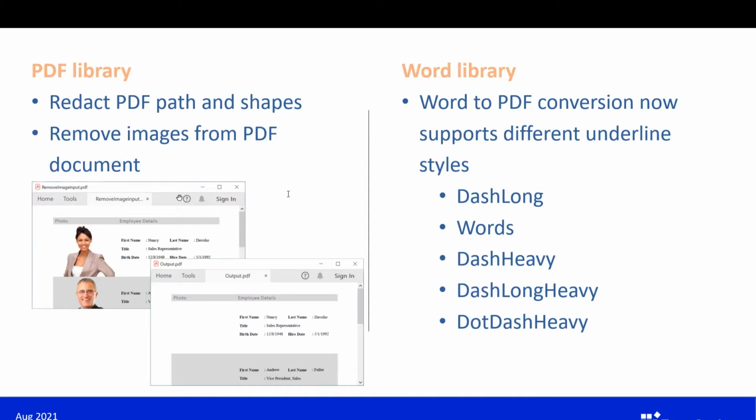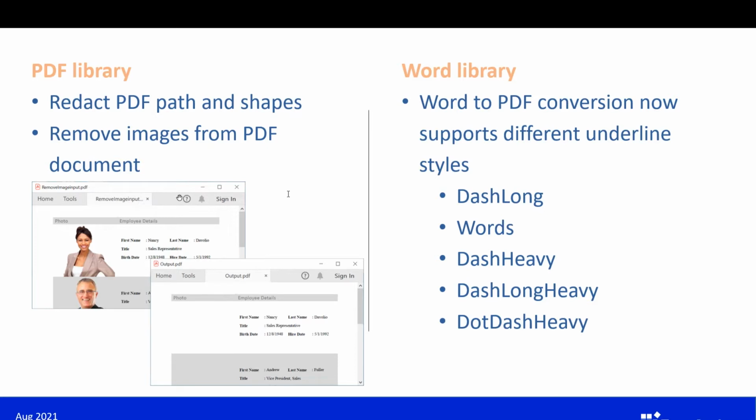The PDF library now supports redacting PDF path and PDF shapes. In the previous version, it supported redacting text and images. Now the redaction feature is extended to support path and shapes. Removing images is now possible in a PDF document. You can choose between removing a single image, images in a single page, or images in the entire PDF document. And all these customizations are available in our PDF library.